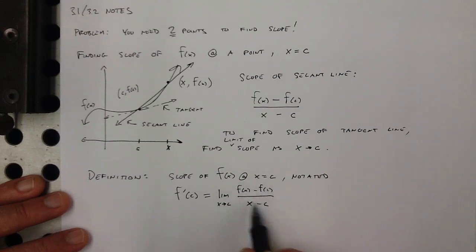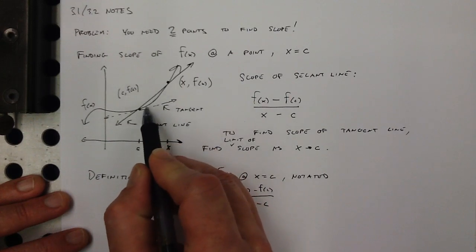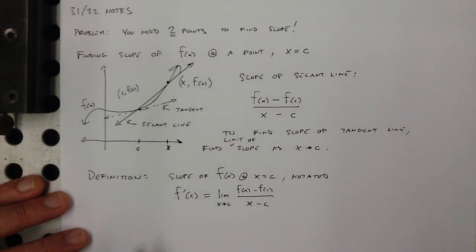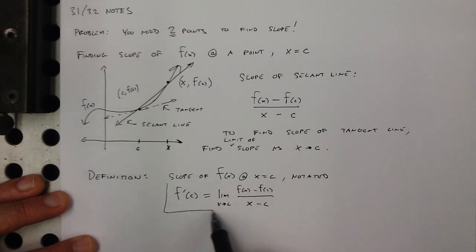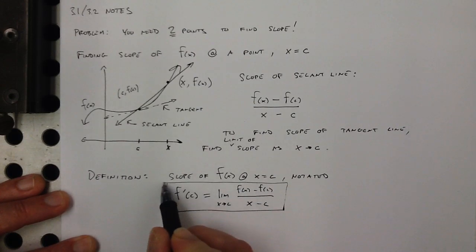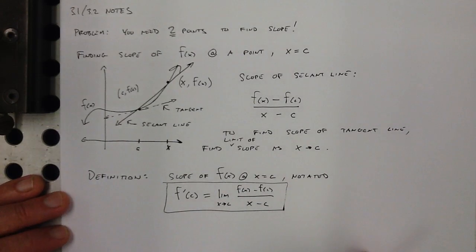This is just the slope of the secant line, right? But what we're doing here is we're getting x to slide closer and closer and closer to c and finding that limit. And that gives us the slope of our tangent line. I'm going to put a little box around that because that's awfully important.